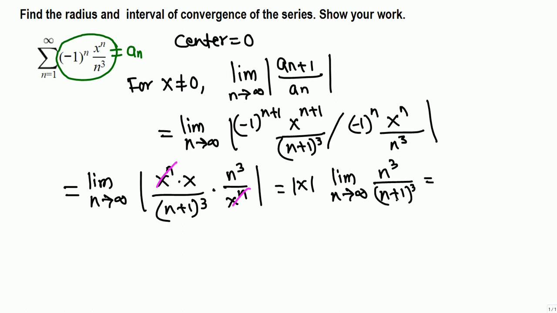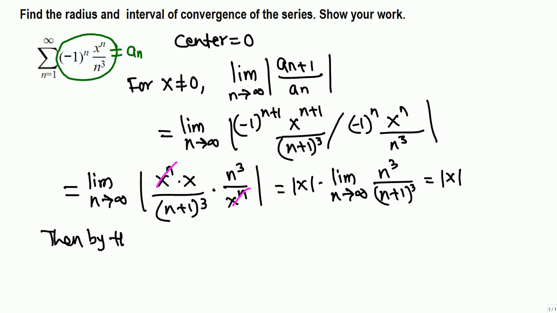When we take this limit, this is the infinite limit, so it depends on the leading terms. n cubed is the leading term on top. On the bottom, when we multiply n plus 1 three times, the leading term would be n cubed. So n cubed over n cubed is 1, and basically the limit is absolute x. And we know by the ratio test, if this limit is less than 1, the series converges, and when this is bigger than 1, the series diverges.